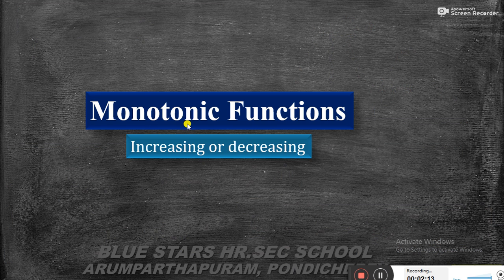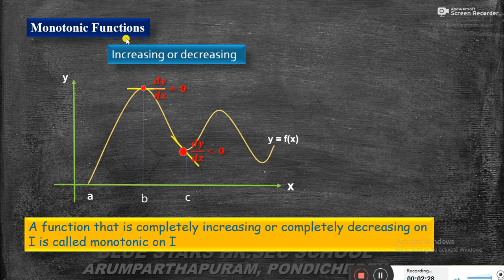Next we discuss monotonic functions. There are two types, increasing or decreasing. Both increasing and decreasing functions we call monotonic functions. You see, monotonic functions means an increasing function or a decreasing function. Both we call monotonic functions.